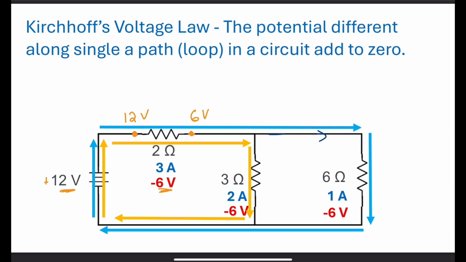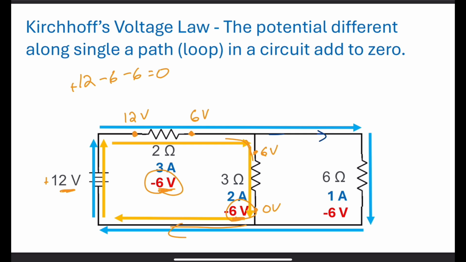Some of the current will continue along the orange loop and go through the 3 ohm resistor, where it drops an additional 6 volts. So in this resistor, it goes from 6 volts to 0 volts, and then it goes back to the battery. So if I follow this loop, I have plus 12 volts, minus 6, minus 6 here, and that adds to 0. So Kirchhoff's law works for that loop.